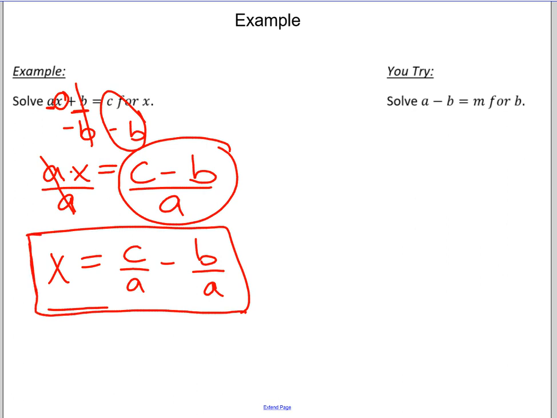All right, so do me a favor, pause the video, take a minute, try the you try problem. You want to solve a minus b equals m, and you want to solve it for b.